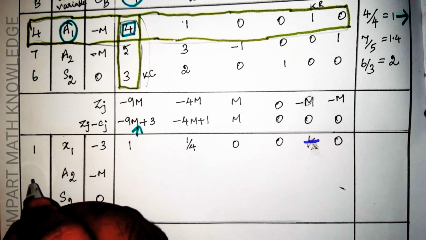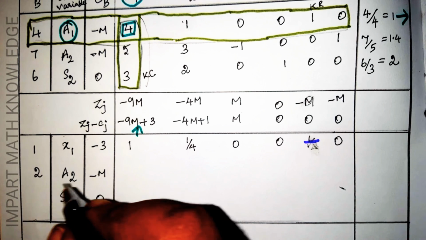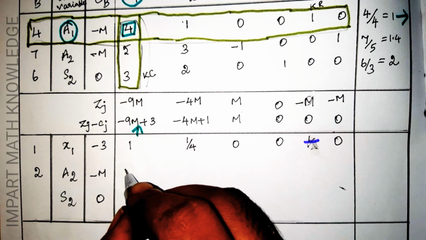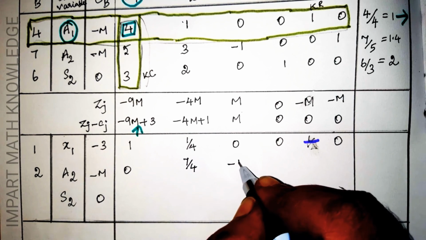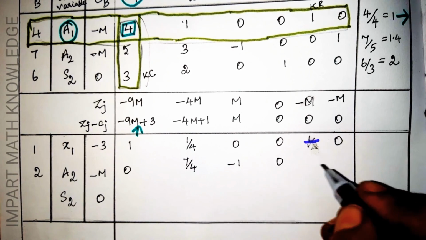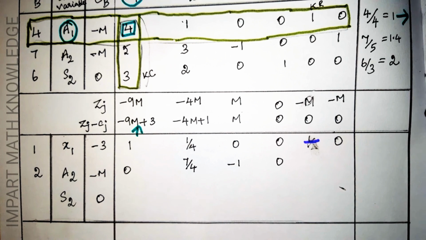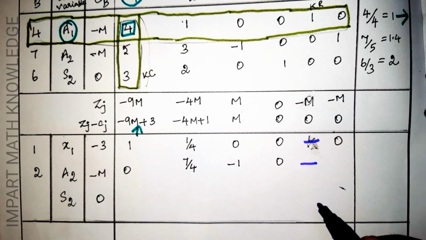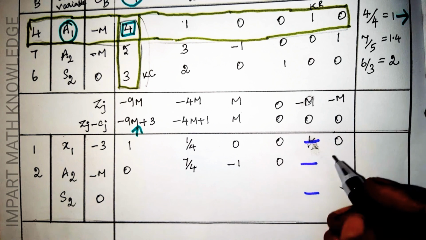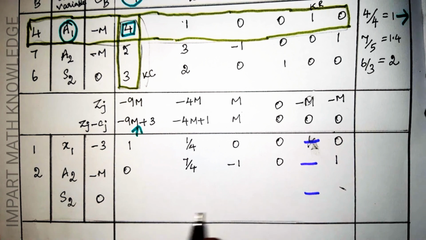The values are 2, 0, 7 by 4, minus 1, 0, artificial variable A1 is leave, so you put a dash like this, and 1. This we obtained from the new value formula. Now we have to apply the same formula for the third row.